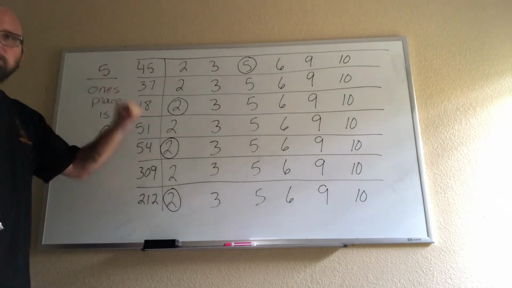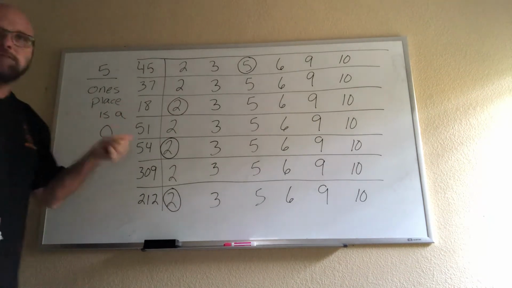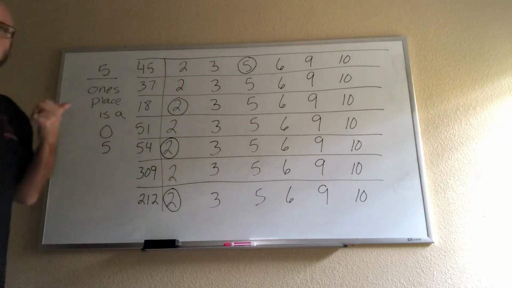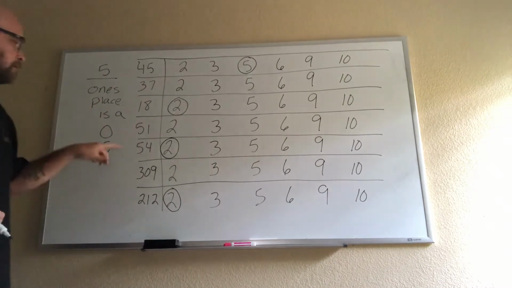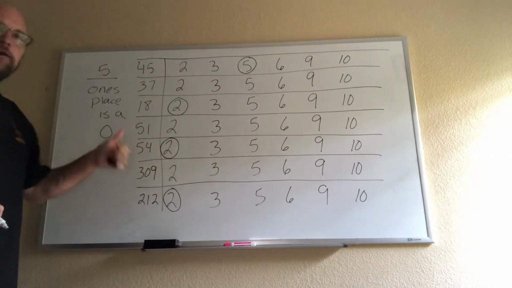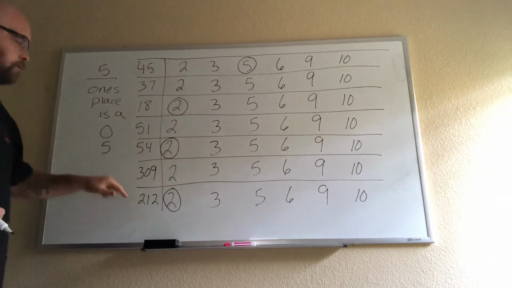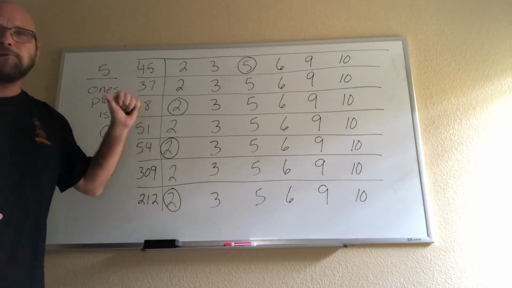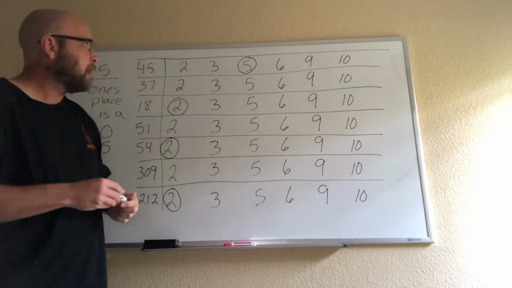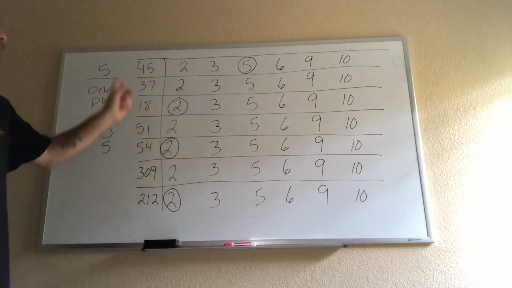37, thumbs up or thumbs down? Thumbs down. 18, thumbs up or thumbs down? Thumbs down. 51, thumbs up or thumbs down? Down. 54, thumbs up or thumbs down? 309, thumbs up or thumbs down? Down. 212, thumbs up or thumbs down? Good. So the only check you should have in the 5 column is for 45.